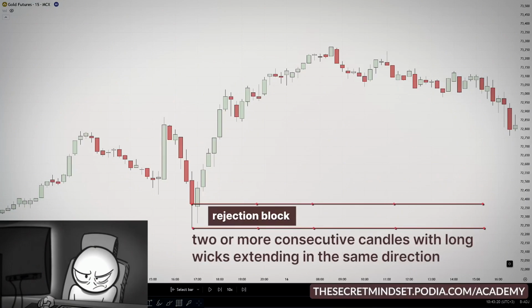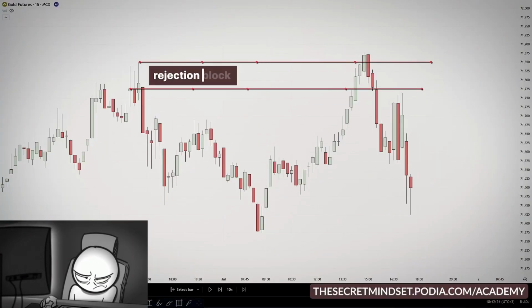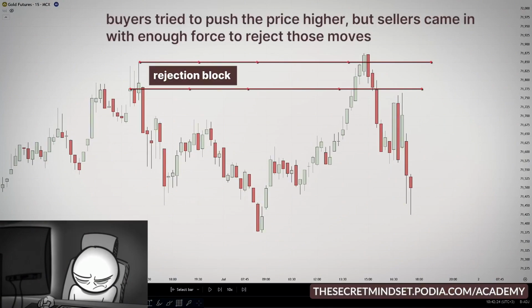These wicks represent failed attempts by the market to move prices higher or lower. In the context of a downtrend, we are looking for minimum 2 candles with long upper wicks. These wicks show that buyers tried to push the price higher, but sellers came in with enough force to reject those moves, pushing the price back down.